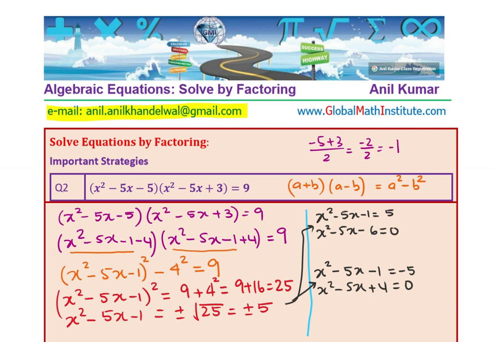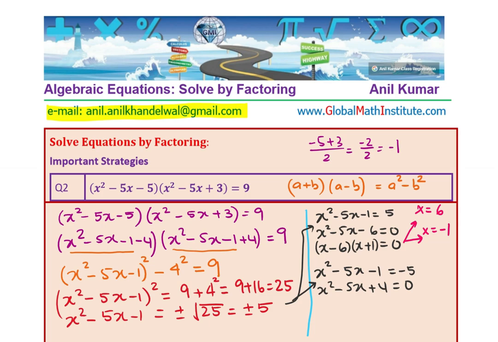You need product of minus 6, sum of minus 5. 3 and 2 can work for you, right? Or 6 and 1, we have to have a bigger number, right? So 6 and 1 works for you. So x minus 6 will be negative, right? Times x plus 1 equals to 0. And that gives you two solutions, right? So this gives you two solutions. One is x equals to 6. The other one is x equals to minus 1.